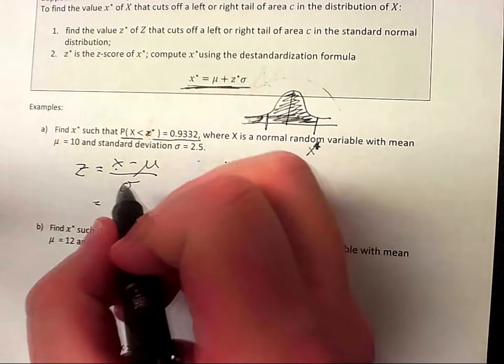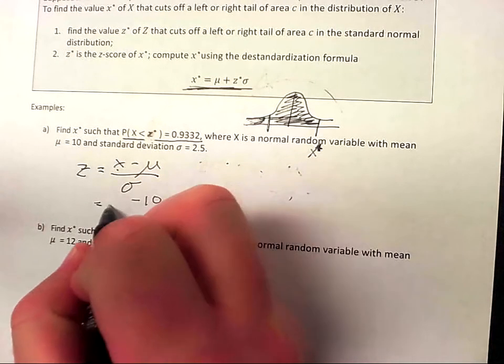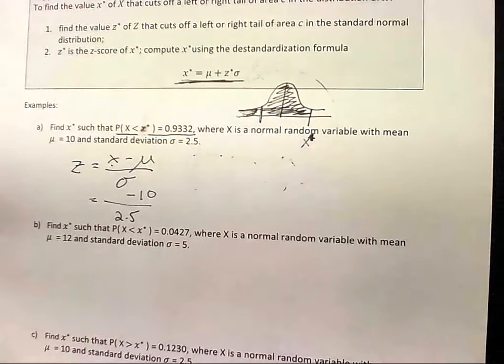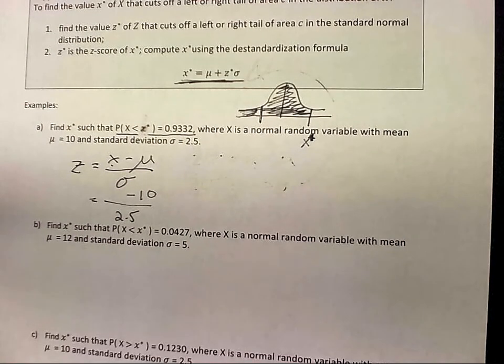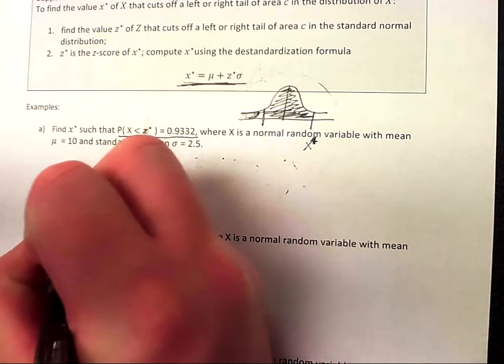All right, so we're trying to find our X. We know that mu is equal to 10 and sigma is equal to 2.5. And we're looking up 0.9332. And if you look up 0.9332 in your table, what do you get? 1.5? Is everybody good with 1.5? I think I'm good with 1.5. Let's see. Yep, I'm good with 1.5.